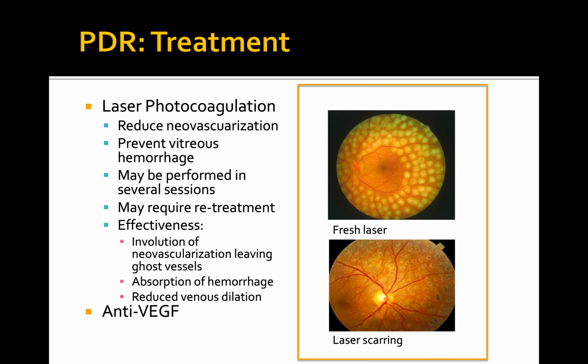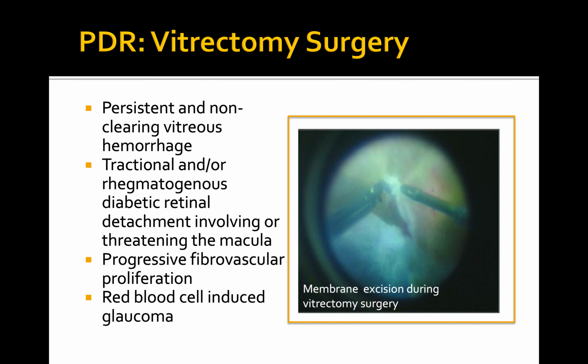Treatment can include laser photocoagulation or PRP. It reduces neovascularization. It can prevent hemorrhage. It can be performed in several sessions and it can be repeated. You can gauge the effectiveness of PRP by noticing involution of areas of NVE, absorption of hemorrhage, and reduction of venous dilation. We'll discuss anti-VEGF further, but this is also a very effective treatment for those with PDR. Vitrectomy or surgery may be necessary in those that have non-clearing vitreous hemorrhage, or who develop retinal detachments.